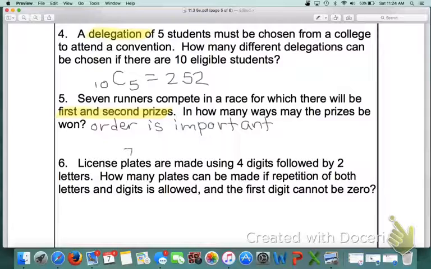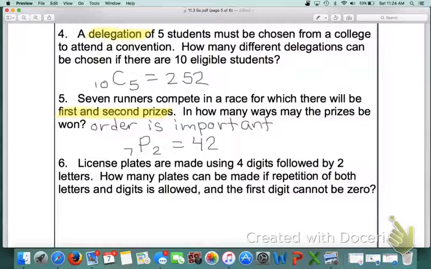We have 7 runners that we are choosing from that are competing in the race. And of those 7, we're going to give prizes to 2 because we have first place and second place. And that would give us 42 different ways that the prizes can be won.